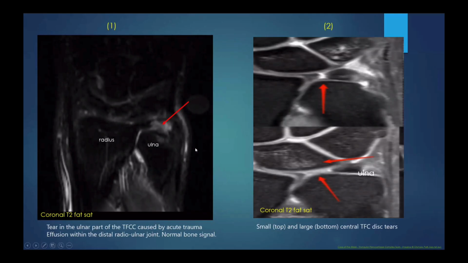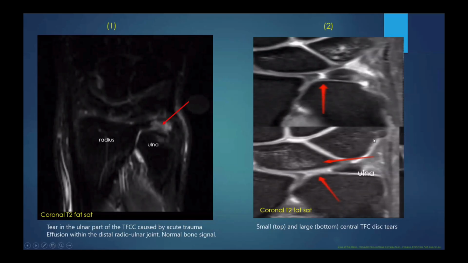I got different examples of triangular fibrocartilage tear. This is the radius, ulna, this is the radio-ulnar joint. We see the radial attachment of the triangular fibrocartilage is preserved with marked discontinuity and tear of the ulnar part of triangular fibrocartilage caused by acute trauma. Also, we have an effusion within the distal radio-ulnar joint.